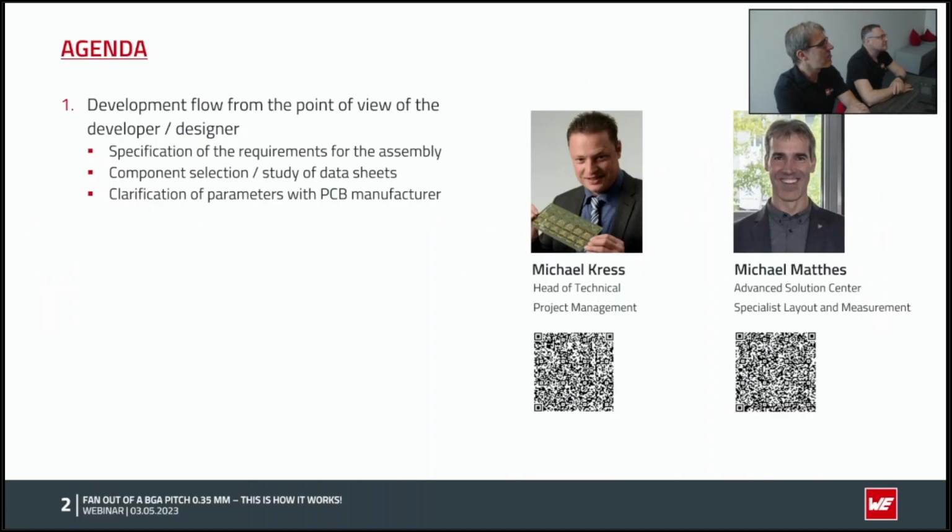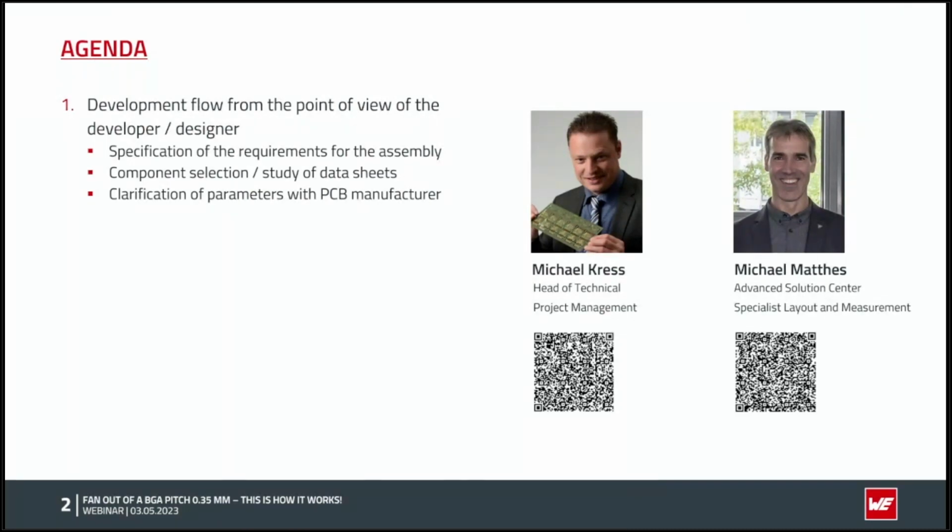Now let's have a close look at the agenda. At first we see the development flow from the point of view of the designer, of a developer. There is some information about specification and requirements for the assembly, the component selection and study of data sheets is a point we need to discuss, and the clarification of parameters of the PCB manufacturer are needed for the designer to do a good job. Now it's up to you.